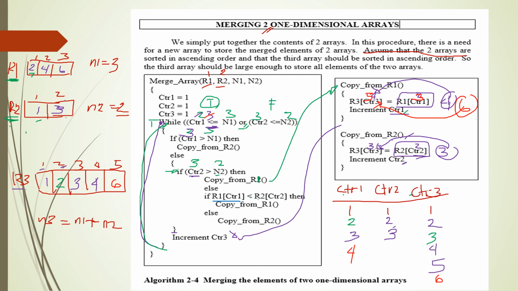Okay. Counter 1 is 4. Is 4 less than or equal to 3? Very good. False. False or false is false. Tapos na. So, as you have noticed, we have copied the elements of the two arrays in sorted manner. Okay? In ascending manner.